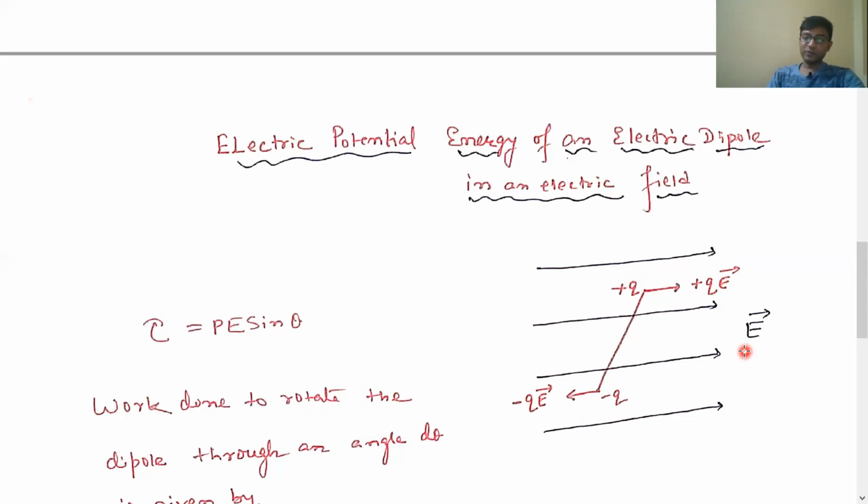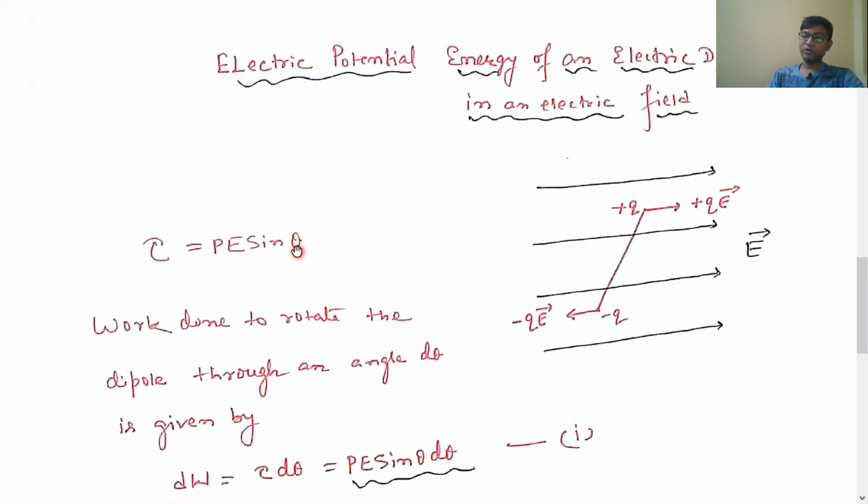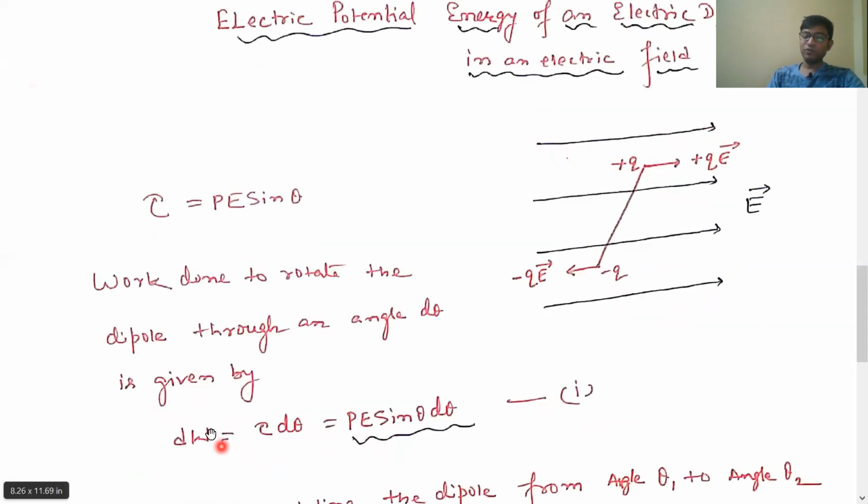So the expression for the torque is P sin theta. We already found the expression for the torque. Now we will try to find the expression for the work done to rotate the dipole. Let us suppose the dipole is like this. Now I have to rotate it through an angle theta, either clockwise or anti-clockwise, whatever it would be.